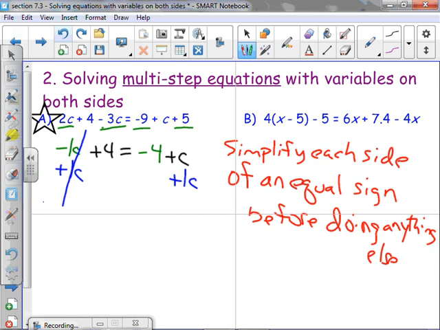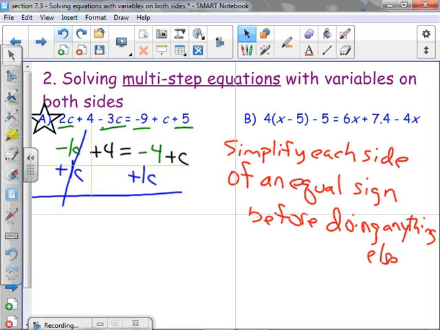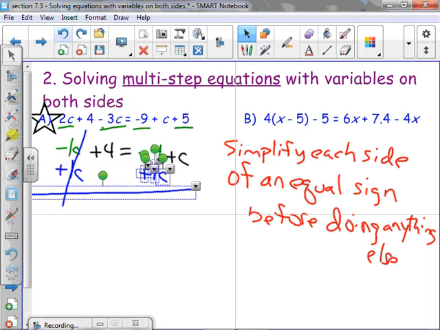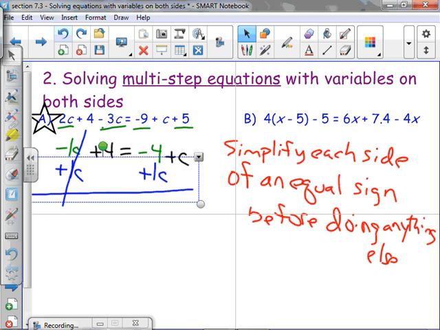Always make sure that when you're adding terms on both sides, you do it with like terms. So you would not add this 1c to the negative 4. That doesn't make sense. You would add it to the 1c. Okay?